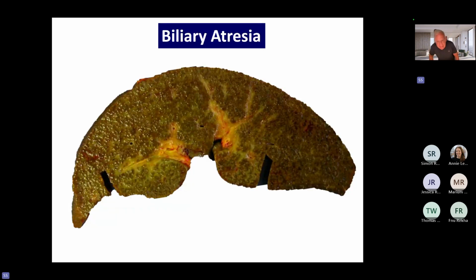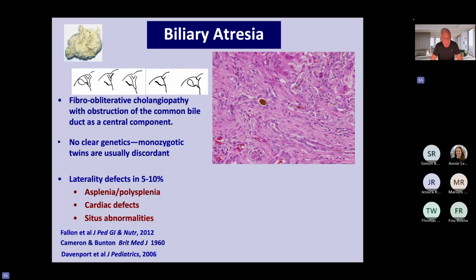Biliary atresia. This happens to be a liver from a patient who underwent, obviously, a liver transplant. And as you can see, it's green and nodular. This is a cirrhotic liver that had to be transplanted. Biliary atresia is a fibro-obliterative cholangiopathy with obstruction of the common bile duct as a central component. There are no clear genetics, and, for example, monozygotic twins are usually discordant, so that something else is going on that's not really genetic.